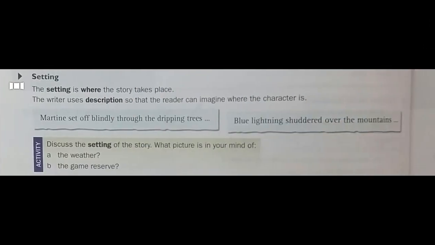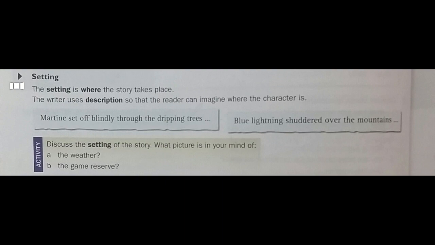Okay. The second feature is called the setting. The setting is where the story takes place. So the place of the story is called the setting. The writer used descriptions so the reader can imagine where the character is. A writer, in order to describe the setting or the place, uses descriptions, awsaf. He describes the place in order to enrich readers' minds and let them imagine the place of the story.